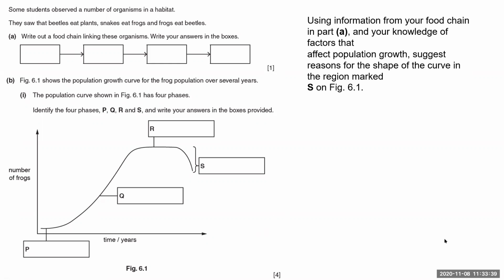All right, now I hope you remember what this is. This is the sigmoid curve or the S curve that we talked about, right? Some students observe a number of organisms in a habitat. They saw that the beetles eat plants, snakes eat frogs, and frogs eat beetles. So plants were eaten by the beetles. Frogs eat beetles, and snakes eat frogs.